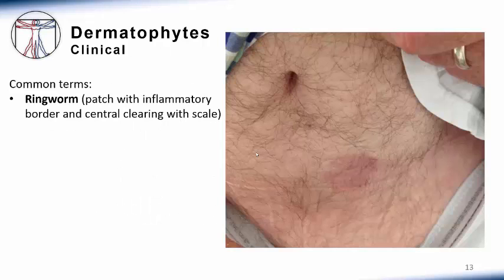Let's review some of the common terms that patients and physicians will use to talk about dermatophyte infections. Now, patients will often refer to dermatophytosis of the body as ringworm. Although this infection is not truly caused by a worm, this older term does describe some of the most prominent features of these infections. The infection will often appear as a well-demarcated patch with a minimally inflammatory border, containing a region of central clearing with skin scaling, thus the ring of ringworm demonstrated in this image.